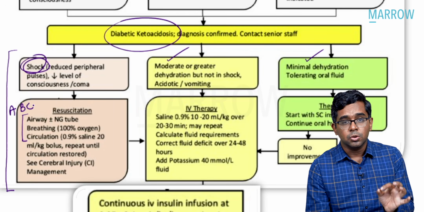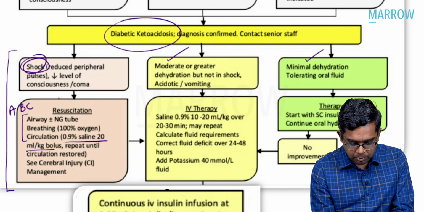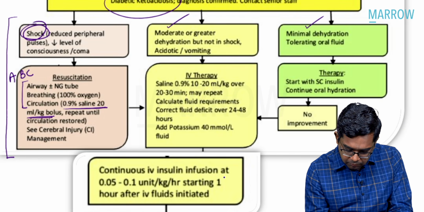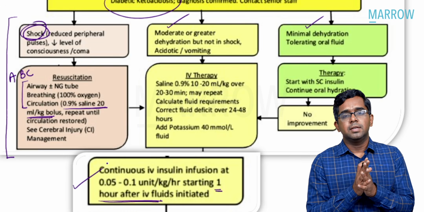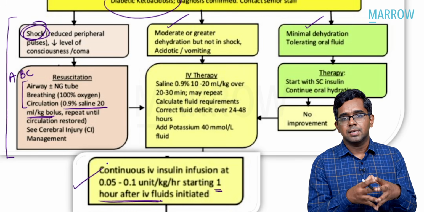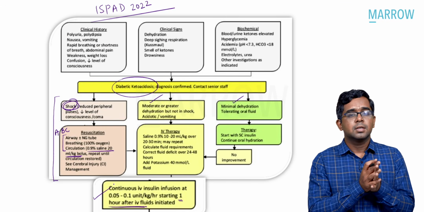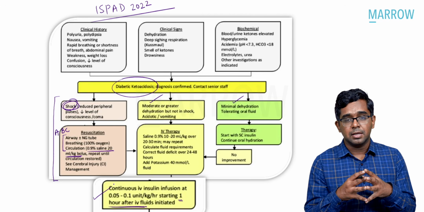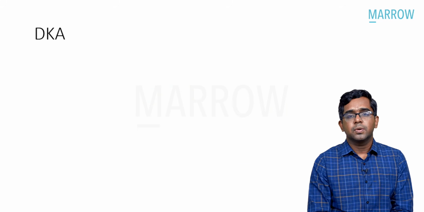After that, see what is written, you have to give fluids. What is that? 0.9% saline, that is normal saline 20 ml per kg, bolus has to be given, and after 1 hour, can you see that? Starting 1 hour after the IV fluids only, you have to give continuous IV insulin infusion. So, this is what the guideline is saying and the answer for this question also. Because it is severe dehydration, you have to give a fluid bolus which is 20 ml per kg of normal saline, and after that, once the fluid status gets stabilized, you have to go for IV infusion starting after 1 hour.